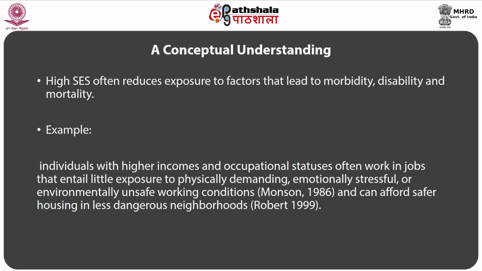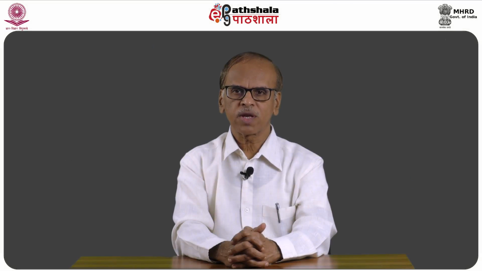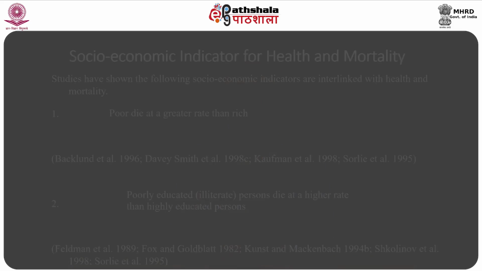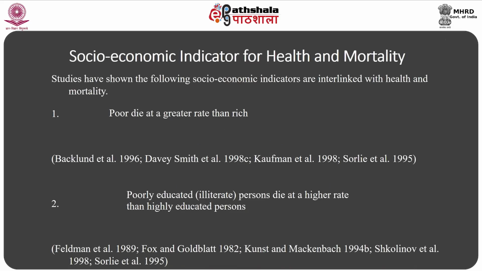Robert 1999. Socio-economic indicators for health and mortality. Studies have shown the following socio-economic indicators interlinked with health and mortality. 1. Poor people die at a greater rate than rich people, Backlund et al. 1996, Davey Smith et al. 1998, Kaplan et al. 1998, Sorlie et al. 1995. Number 2. Poorly educated people, illiterate, die at a higher rate than highly educated people.